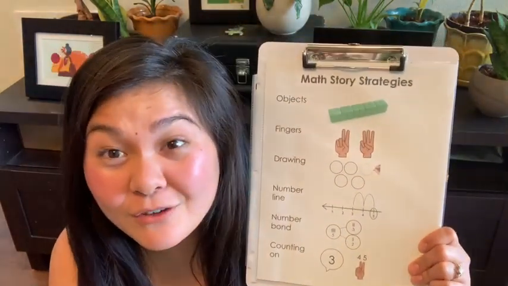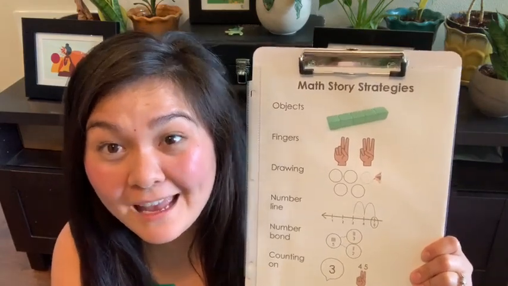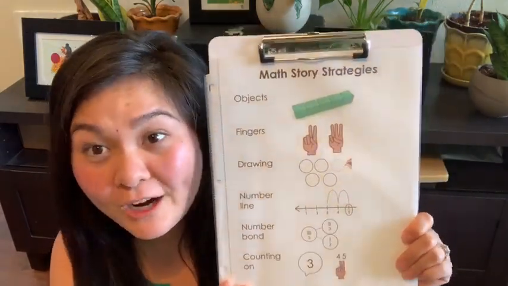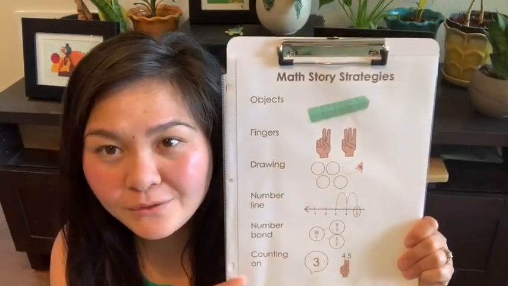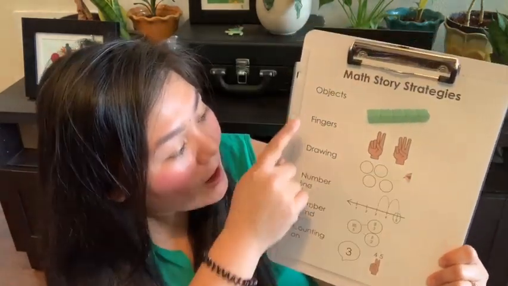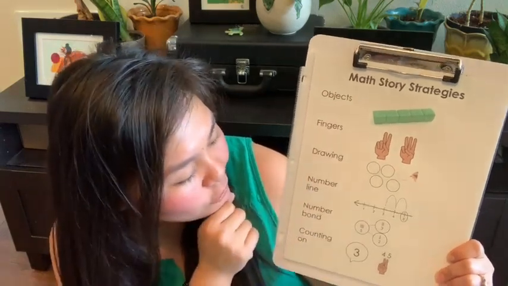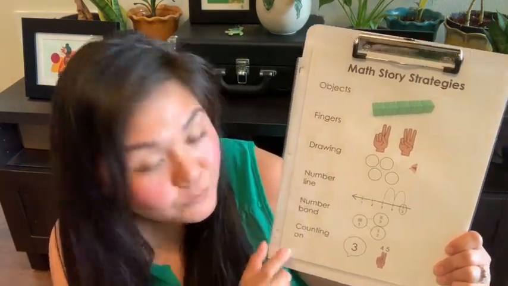So this year, we used lots of different strategies and tools, and here is a list of some strategies that you can use if you want to. So just to review, you can use objects, your fingers, draw a picture, use a tool as your number line or number bond, or use the strategy of counting on.